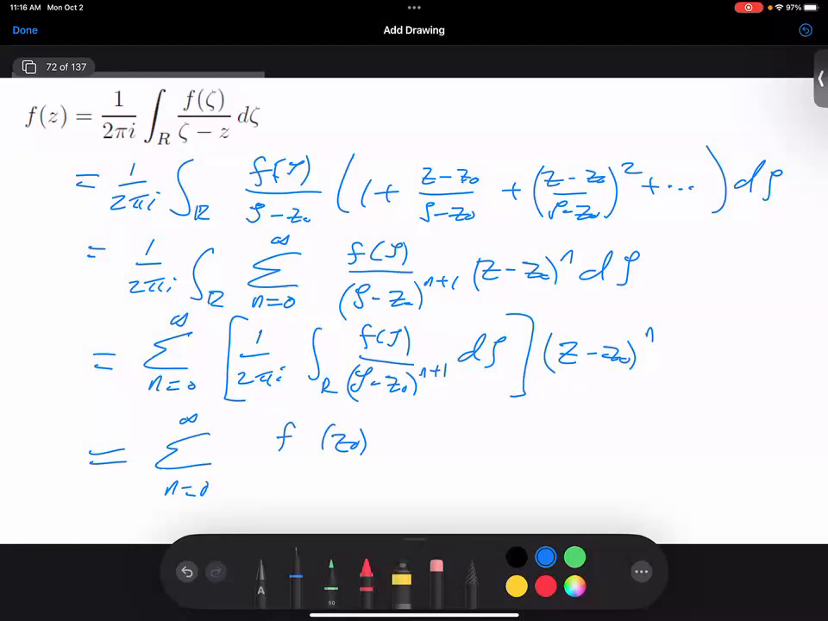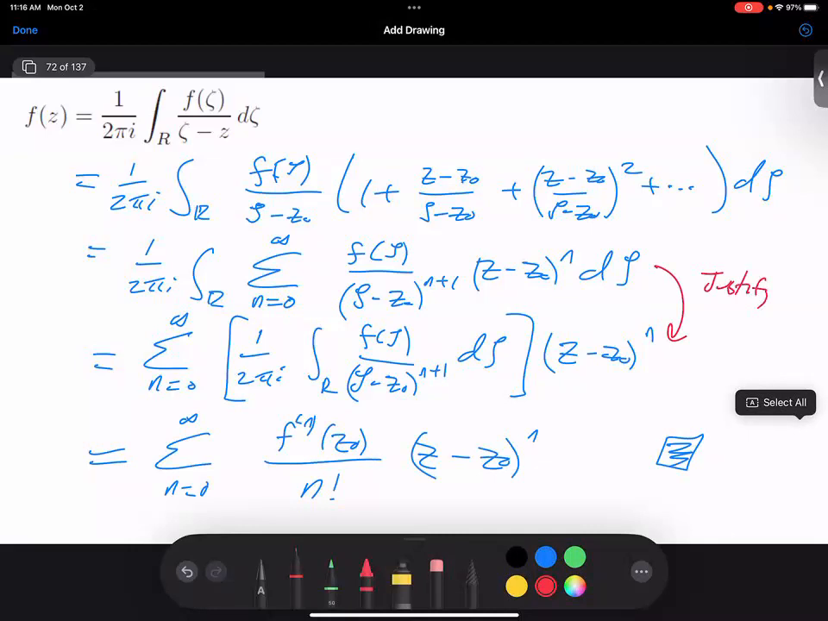Almost. No, not f of z naught. The derivative, which derivative? The nth derivative, right? Times (z minus z naught) to the n. And so the only thing that's left is we have to justify that the integral of the sum is the sum of the integral.